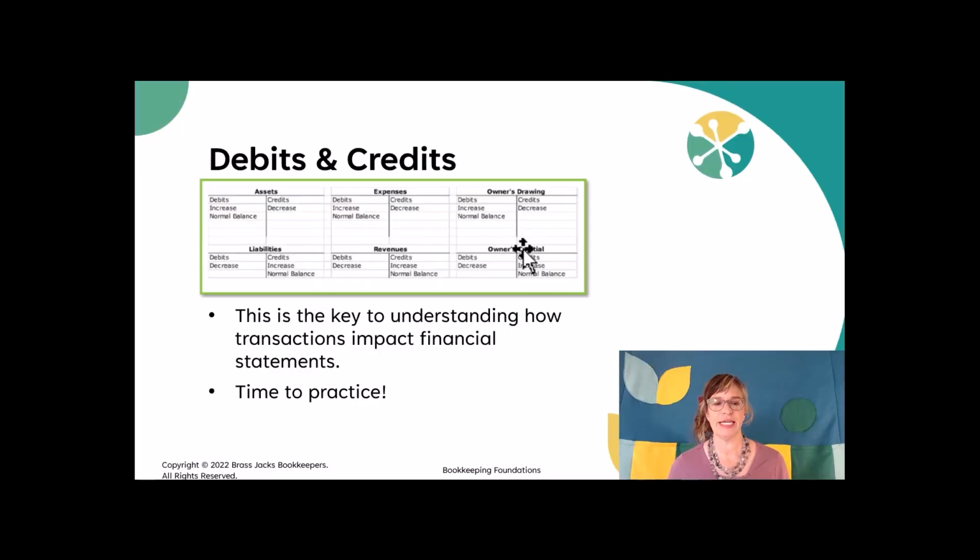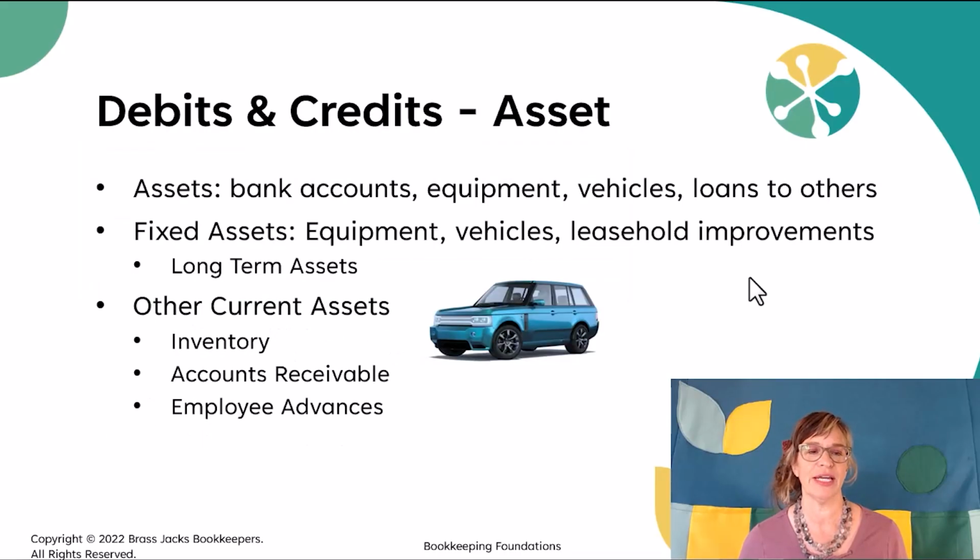So the key to understanding how financial statements are impacted is understanding debits and credits, which accounts are debits and which accounts are credits. Now, as you may recall, this table shows us the normal balance of accounts. So like for expenses, the normal balance is a debit and it will increase if you debit it. So this idea of what increases and what decreases each of the different kinds of accounts is what you're going to be practicing. But first, let's just pop through and look at everything.